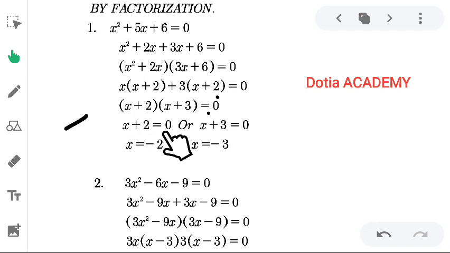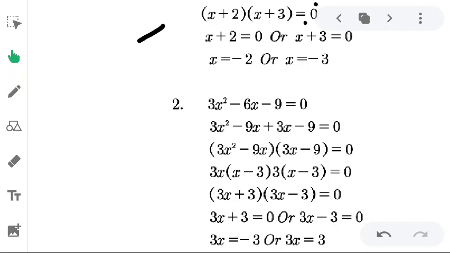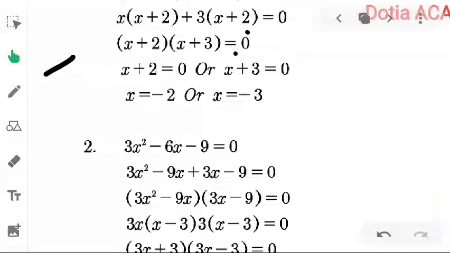So x plus 2 is equal to 0, or x plus 3 is equal to 0, because this is equal to 0 or that is equal to 0. Bringing plus 2 to the other side of the equation, you are left with 0 minus 2, which gives minus 2. So x is equal to minus 2. Or bringing plus 3 to the other side of the equation, you have 0 minus 3, which gives minus 3. So x is equal to minus 2 or minus 3.